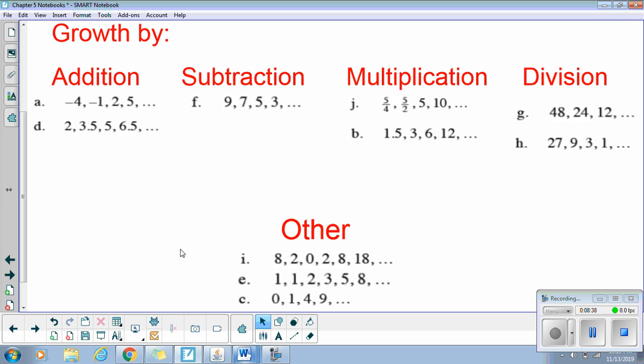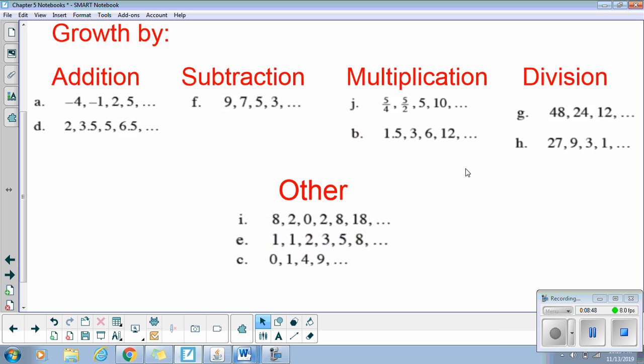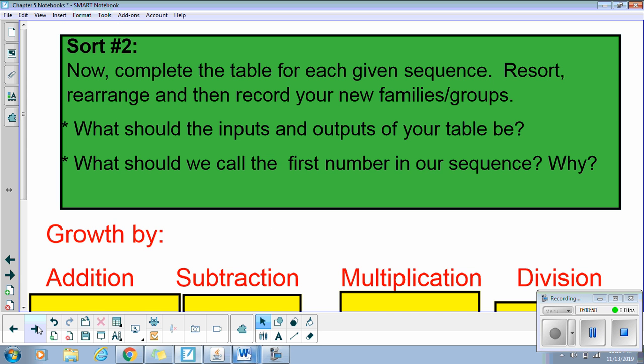It is okay if you placed I, E, and C somewhere else. That's totally fine. This is just an example on the screen. Okay, make sure that is recorded in your math notebook so we can go back to it later. But we are going to go on to sort number 2.